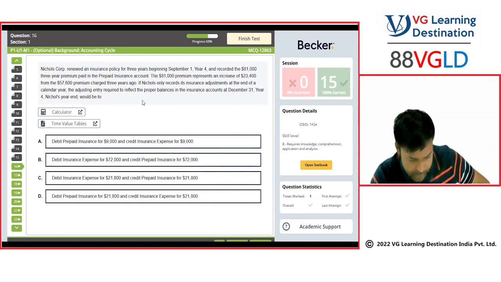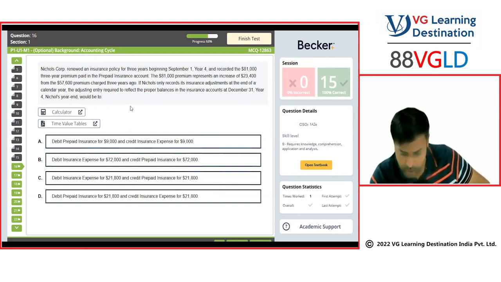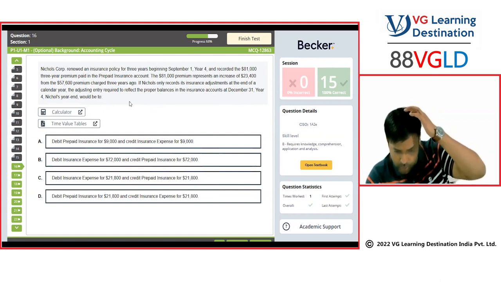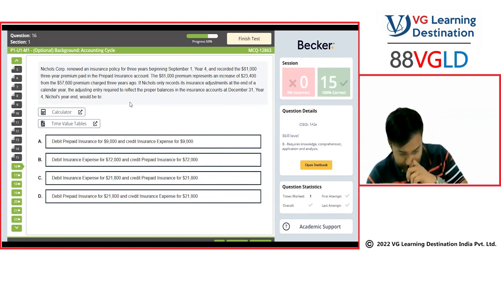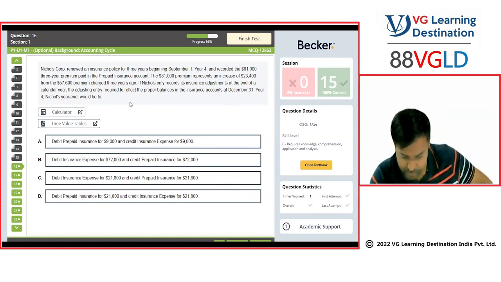Any other answer? Any questions? You are going to debit the insurance for 9,000 and credit the insurance for 9,000. Okay. Any other answers, guys?